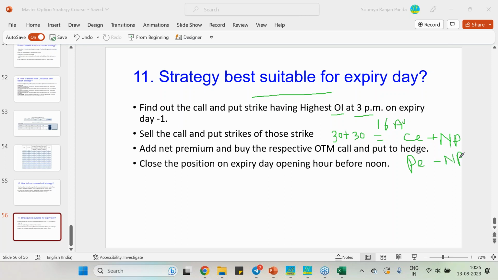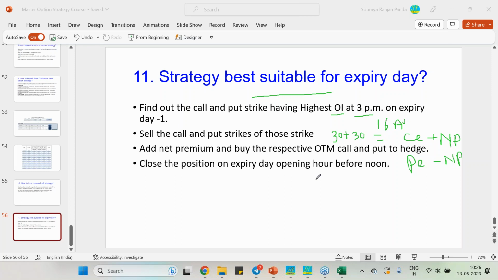So this is for expiry day. When to close it is also very important. On any expiry day, in the last 1 to 1.5 hours, around 2 o'clock to 3:30, there will be a wild move.